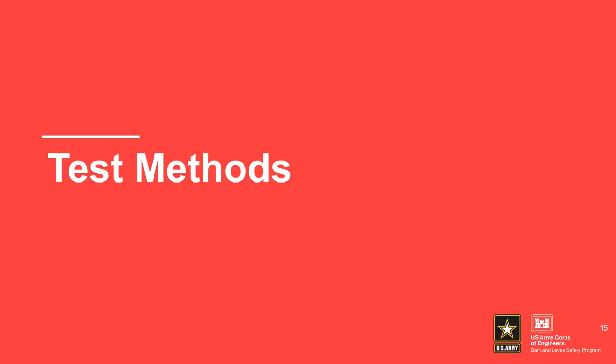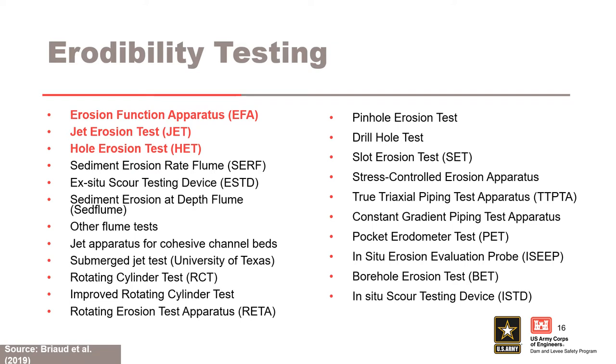So now that we've talked about these general ideas and trends in soil behavior, let's look at some of the test methods that are used to measure K/D and tau C. Here you see a fairly comprehensive list of all the different erosion apparatuses that have been proposed over the years. This comes from that Brio et al. 2019 report, if you're interested in learning more about these. However, in the context of embankment erosion, the most commonly used devices are the erosion function apparatus, the jet erosion test, and the hole erosion test. Those are the three tests that we'll discuss here today.